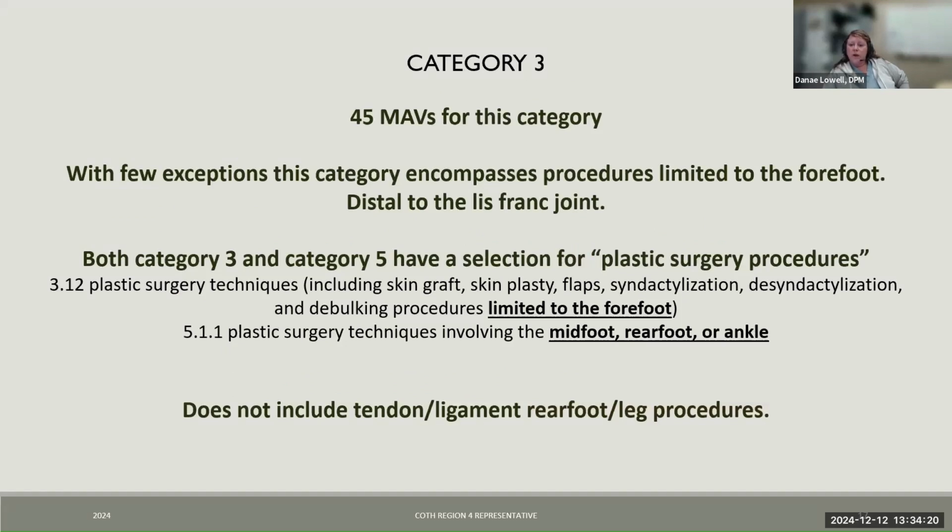Category 3 covers soft tissue procedures, generally limited to the forefoot, which is defined as distal to the Lisfranc joint, with a few exceptions reviewed on the next slide. The MAV for this category is 45, and keep in mind both Category 3 and Category 5 have selections for plastic surgery. Any tendon work in the forefoot is logged here. Rear foot, leg, tendon, ligament procedures are in Category 5.